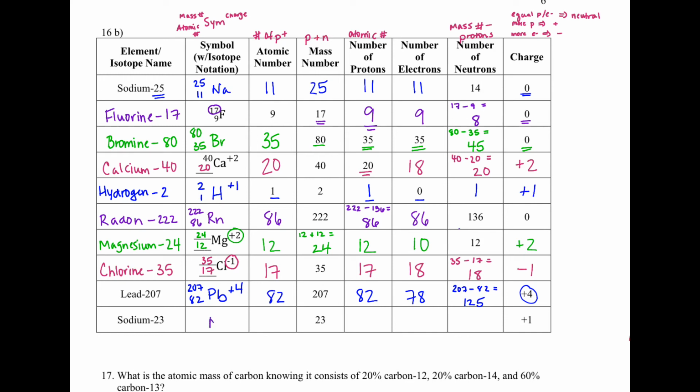Sodium has a symbol of Na. It says the mass number is 23. If you look up sodium on the periodic table, it is the 11th element, meaning our atomic number is 11, and we have 11 protons. It tells us the charge is +1. So if I have 11 positives, I must have 10 electrons, 10 negatives, to leave me with 1 extra positive. To get our neutrons, 23 minus 11 means we have 12 neutrons. So there's our whole chart.